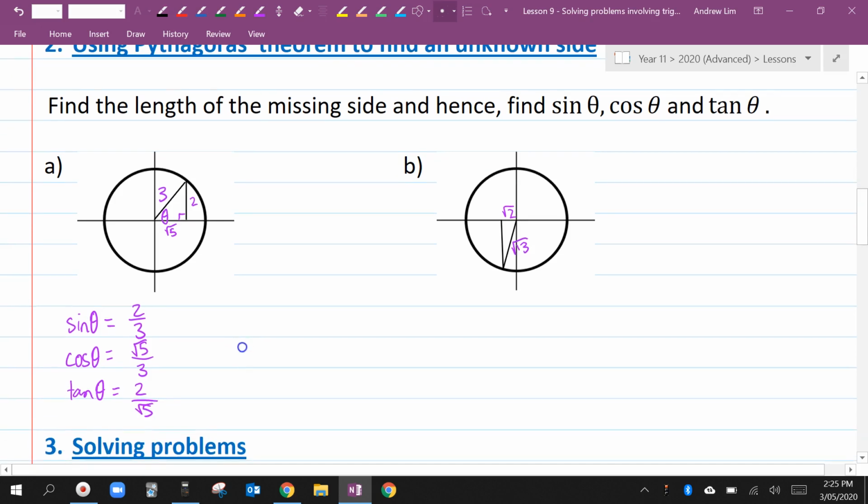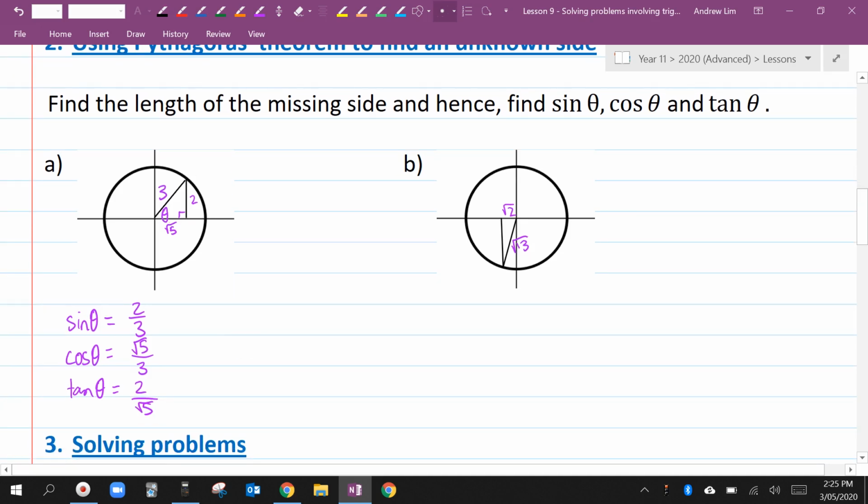Now, if you want to rationalize the denominator, you can just multiply it by root 5 over root 5, which is equal to 2 root 5 over 5. Okay, so that's only if you don't want to leave a surd in the denominator. To be honest, I really don't mind if you just left it as this answer without rationalizing it, because to me, you know how to work out what tan theta is equal to. I'm not testing your ability to rationalize the denominator.